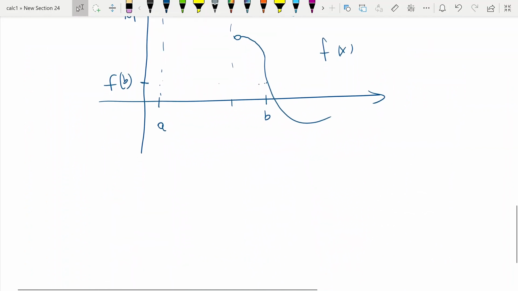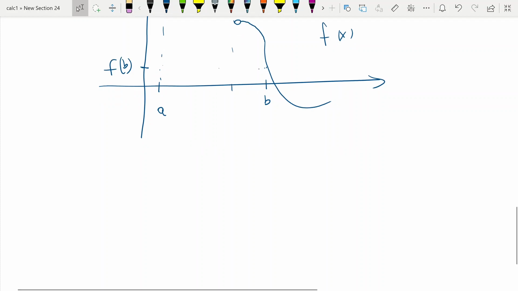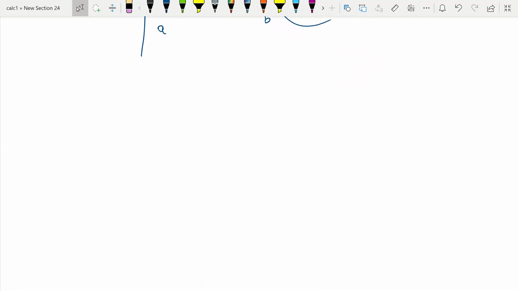Okay, so the first thing to check whenever you're applying the IVT, and the first thing you need to state, is that the function you have at hand is in fact continuous. Otherwise, you will not be able to apply the intermediate value theorem. So what's the first thing to check? Whether the function is continuous or not. Okay, so let's look at how to apply this. So let's look at some examples.